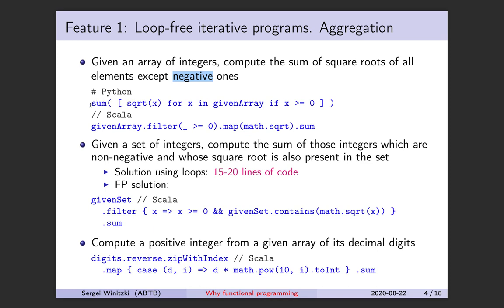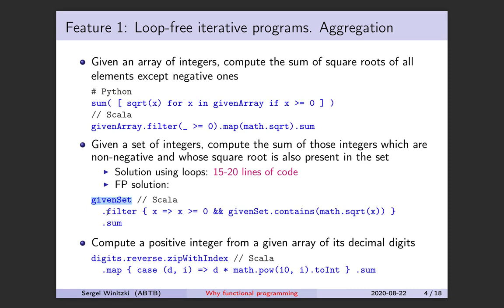and you need to exclude negative ones because square roots are not going to be real numbers. So in Python, you would write a one-liner like this. In Scala, you would write it in a different syntax, but also a one-liner. Another example is that you want to compute the sum of only those integers that are not negative and whose square root is also present in the set. So you've got 15 to 20 lines of code in Java, and the functional programming solution is again a one-liner. I wrote it split between 3 lines just to make it easier to see.